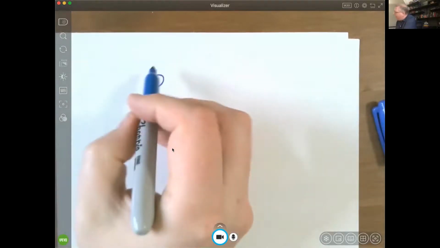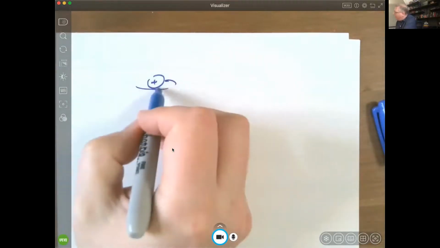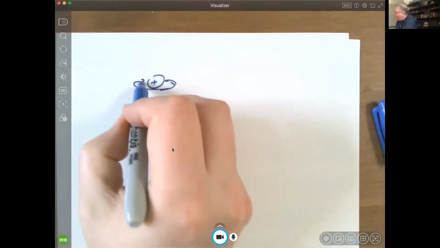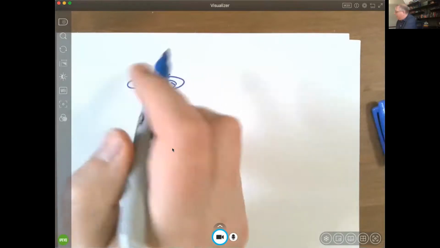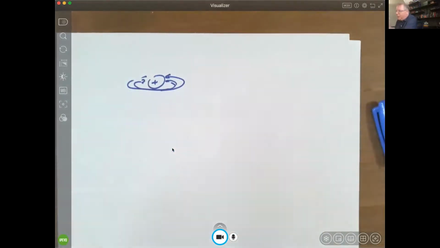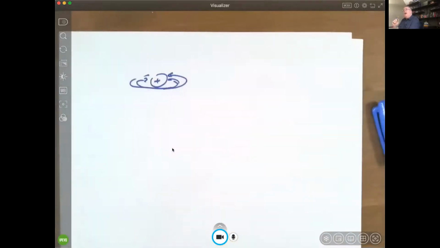But here's the thing: when electrons are moving around, if you have an electron moving clockwise around the atom, you will also tend to have another electron moving counterclockwise around the atom. It's a little more complicated than that, but that's basically how you can think of it. Some of these electrons are going around this way, and some are going around that way. So you have some going clockwise and some going counterclockwise.